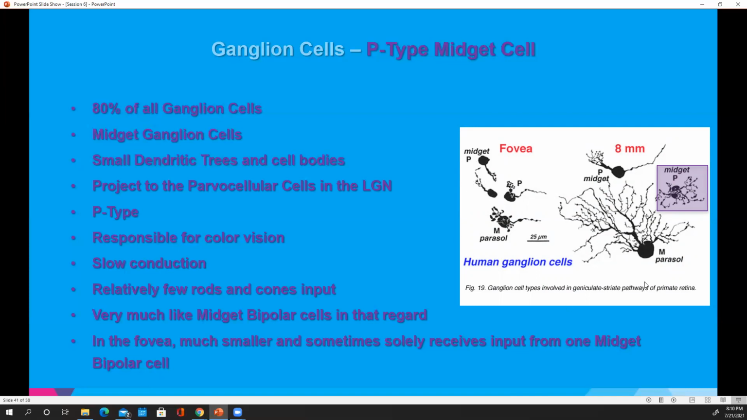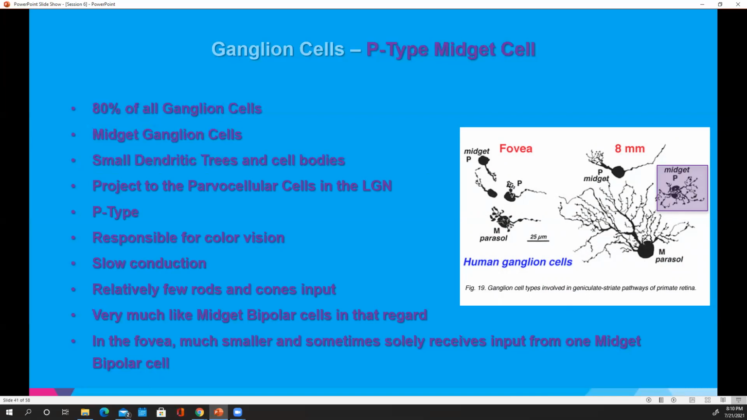Now notice again, what is so confusing? Midget P. Okay, midget P, and then the next guy we're going to talk about is M parasol. Do you see the confusion already that's getting in your head? This happened to me many times, but just know that it's normal to feel this way because this is the way it's named. So P goes with M and M goes with P. If you ever have a PP situation, you're messing yourself up a little bit.